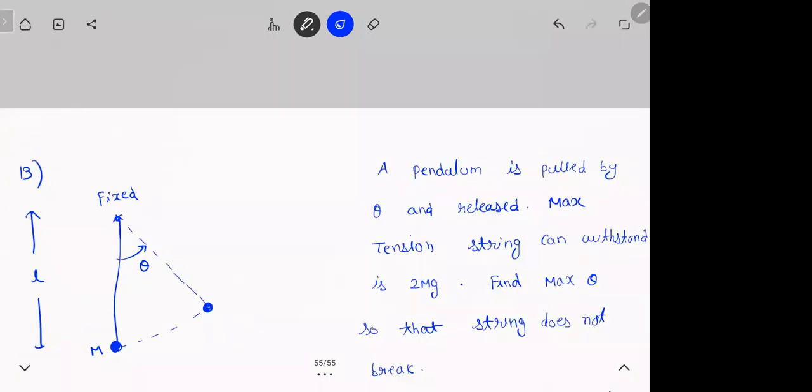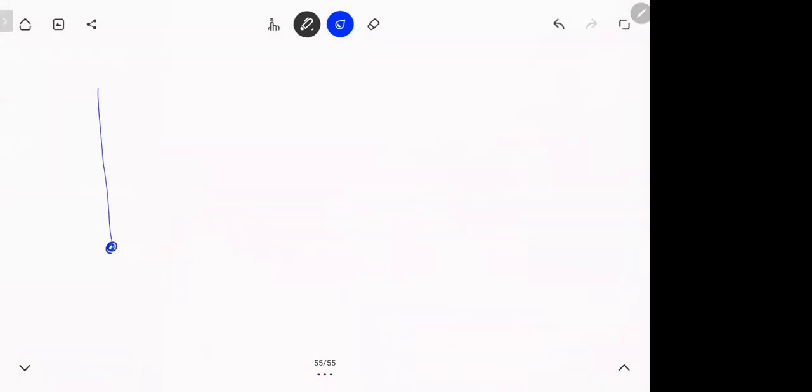Then how do you start this thing? Now see, you are taking from here. Let's say you are leaving it from here. So this is theta. So what is this height? That will be L cos theta. So what will be this balance length? That will be L into 1 minus cos theta. Agreed?